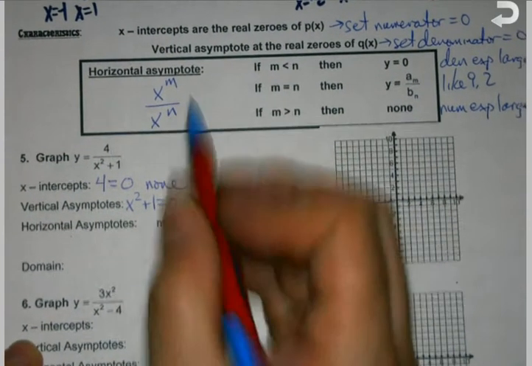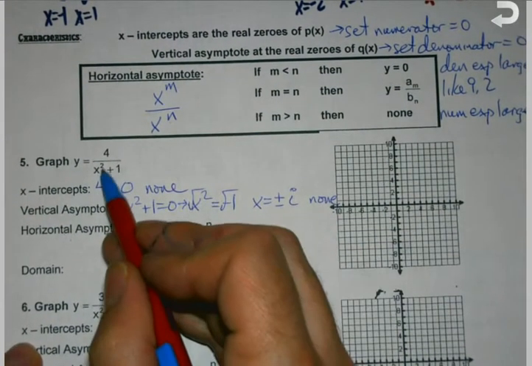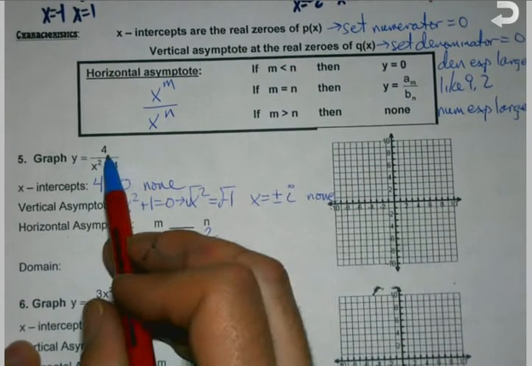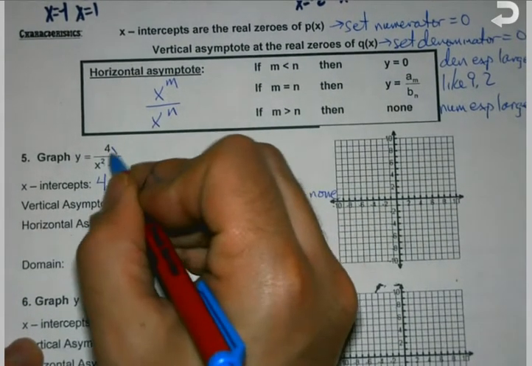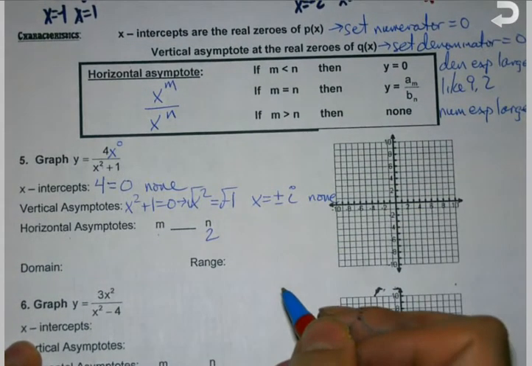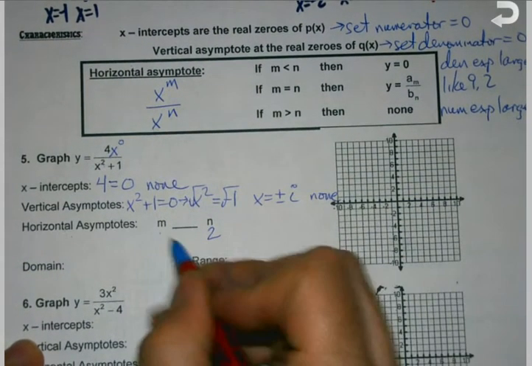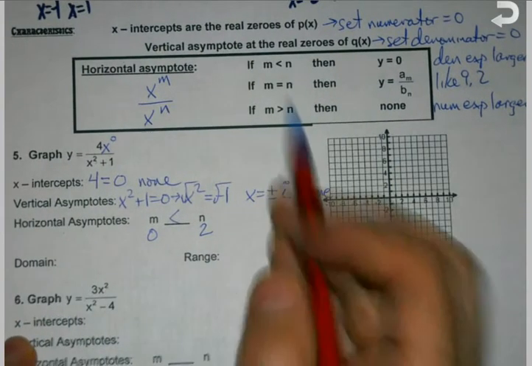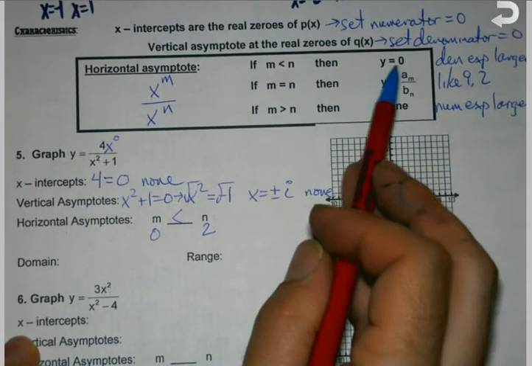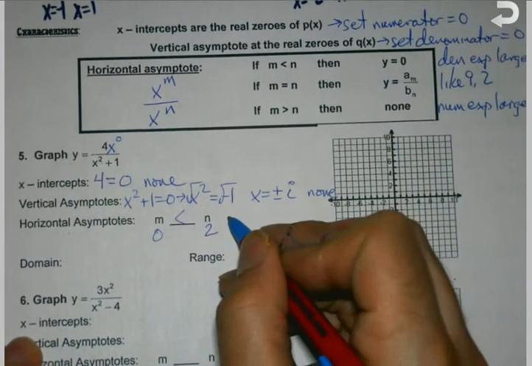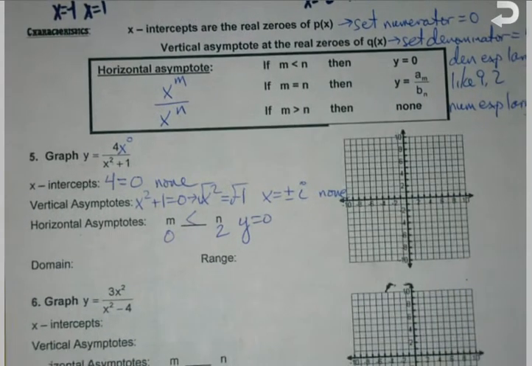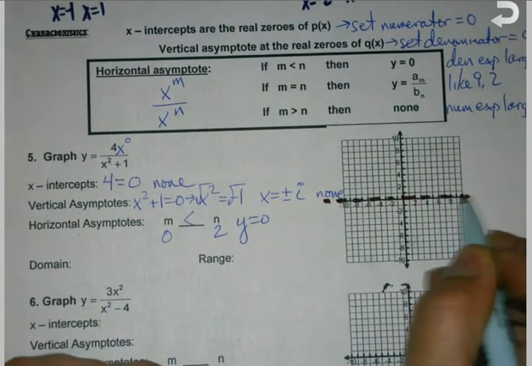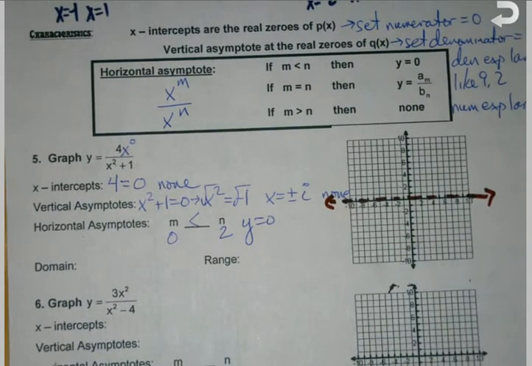Horizontal asymptotes. Well, you look at m and n. My exponent in the denominator is 2. I don't see any exponents up here, but remember, if I don't see one, I can assume there's nothing there. It'd just be a 0. So my m would be less than my n. M is less than n gets us to y equals 0. So the only information I have so far out of all of this is that I have a horizontal asymptote at 0.